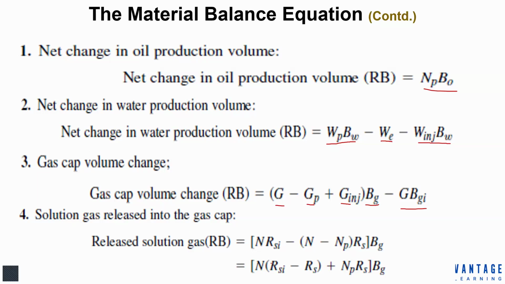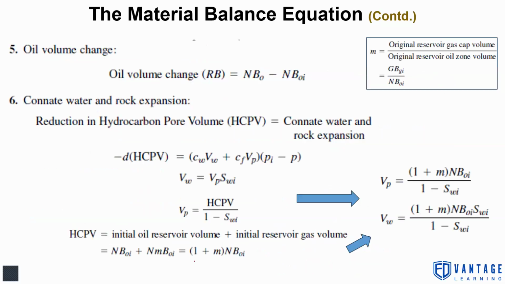Solution gas placed into the gas cap will be N Rsi, where N is the oil in place, into Rsi. So this is a new term. Rsi is the solution gas oil ratio at the initial condition, minus (N minus Np), the remaining oil, times Rs, the current in situ gas to oil ratio, into Bg, which is the gas formation volume factor. So whatever is in place minus whatever is remaining should be the released solution gas.